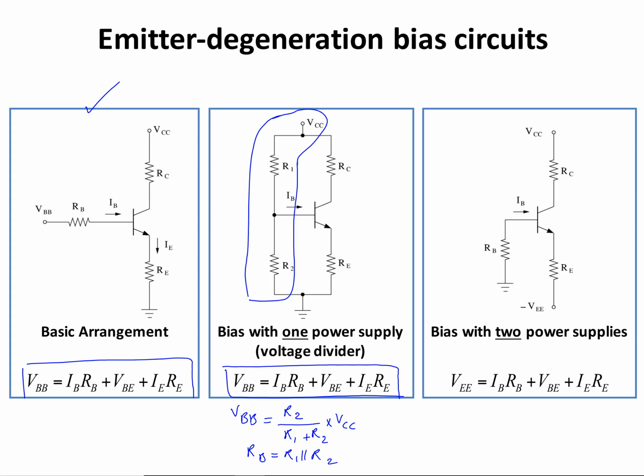Now the middle circuit can be built using one power supply. The other configuration uses two power supplies, which is this one here. I can write the KVL in this base-emitter loop, and if you do so, I_B multiplied by R_B plus the base-emitter voltage plus R_E multiplied by I_E minus V_EE is going to be equal to 0, which is the same equation that you have here.